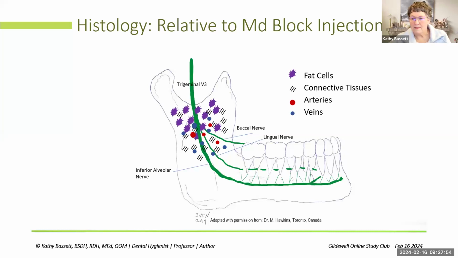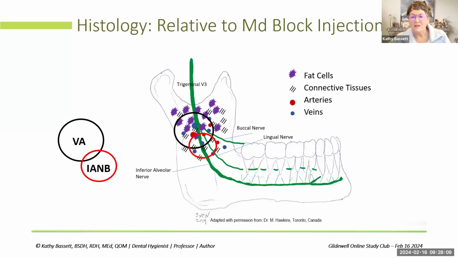So in contrast, consider the distribution of the fat cells at the height of an IA nerve block, which is down here in the red circle. And then let's move up to, if we're doing a Vazirani-Akinosi, we're going to be a little higher. Now we're starting to see a little bit more density of those fat cells. Again, that enhances onset of anesthesia.